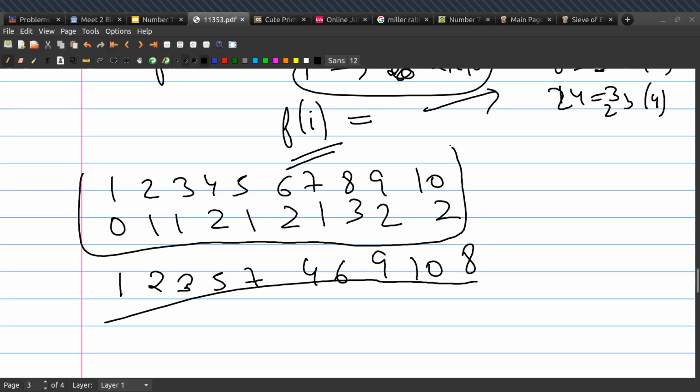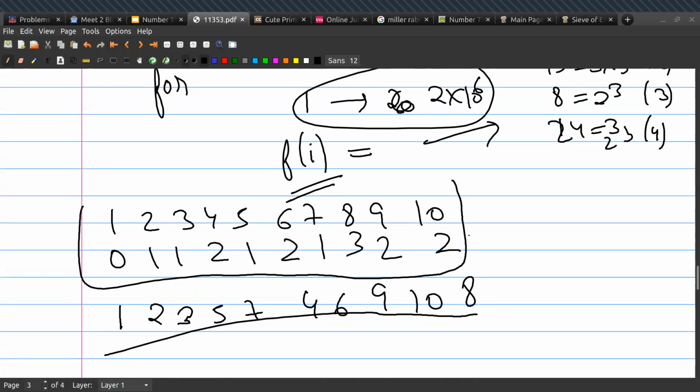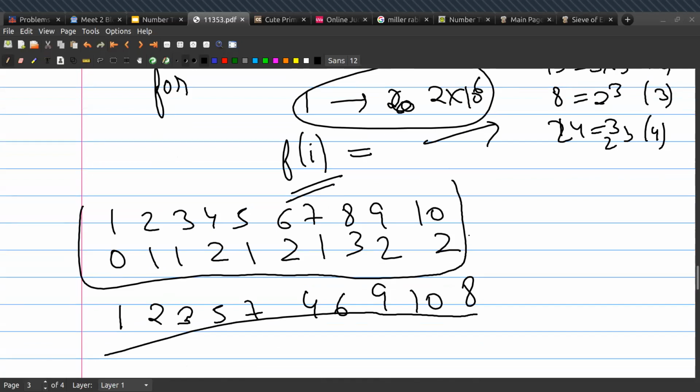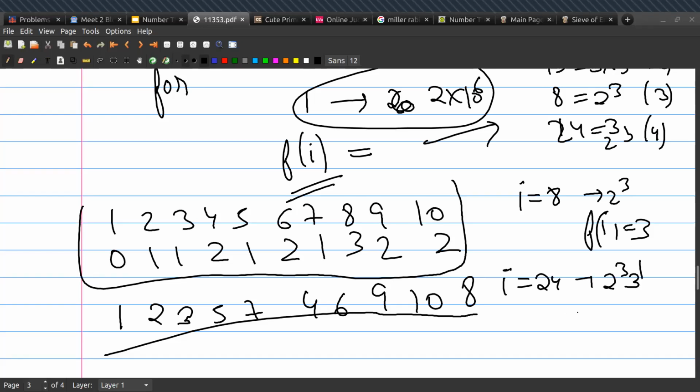Wait, can you explain f of I again? Isn't it the same as... Oh wait. Yes, can you explain f of I again? F of I is the number of primes in I. So if I is 8, which is 2 to the power 3, f of I is 3. If I is 24, which is 2 cube into 3 to the power 1, f of I is 4 for this. It's the sum of the exponents: E1 plus E2 plus E3 up to EN.